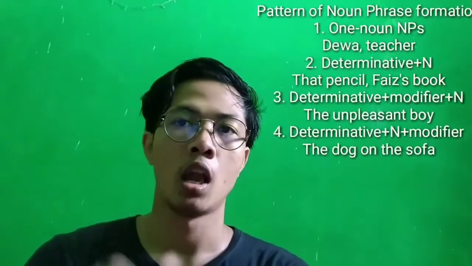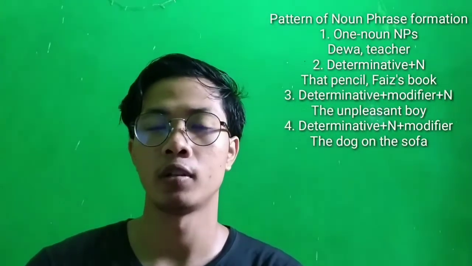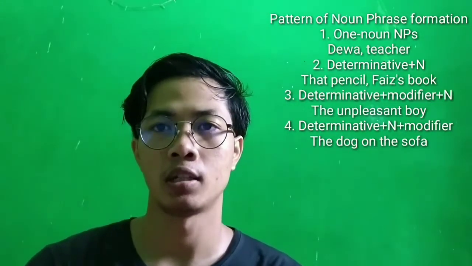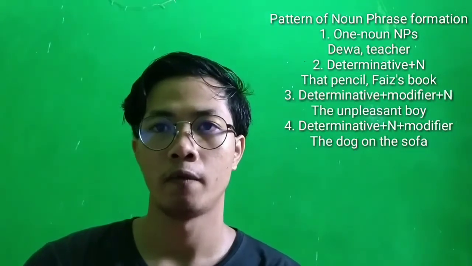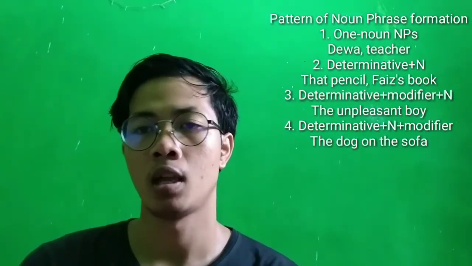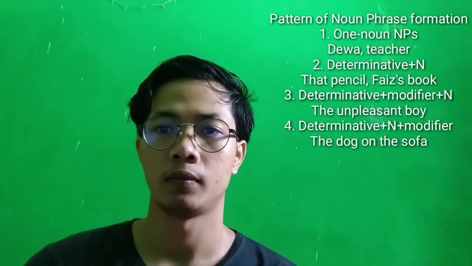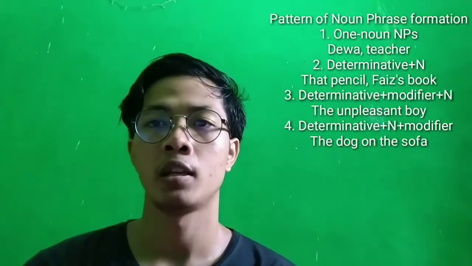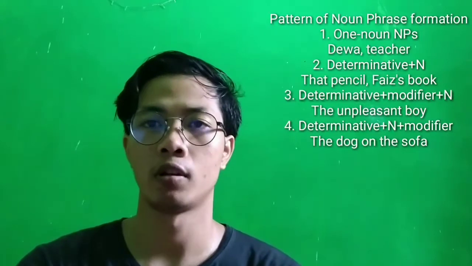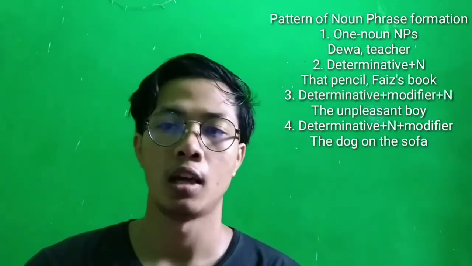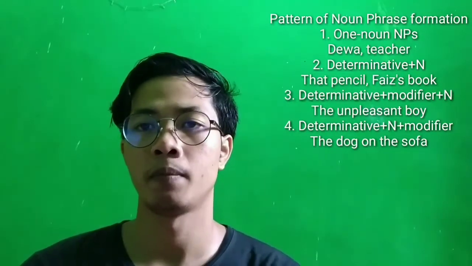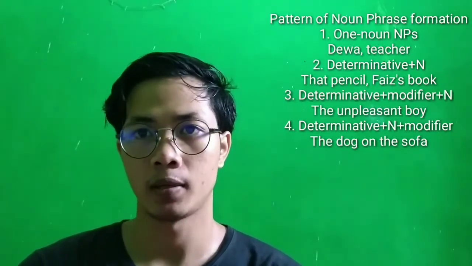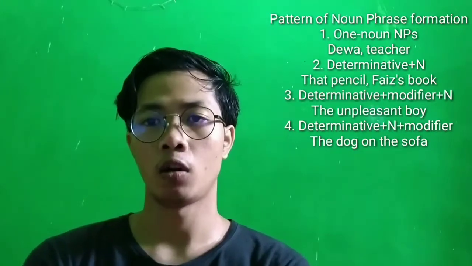And this is the pattern of noun phrase formation. The first one, a noun. Example, they were teachers. And the second, determinative plus noun. For example, that pencil. And the third, determinative plus modifier plus noun. For example, the absent boy. And the last is determinative plus noun plus modifier. For example, the dog on the sofa.